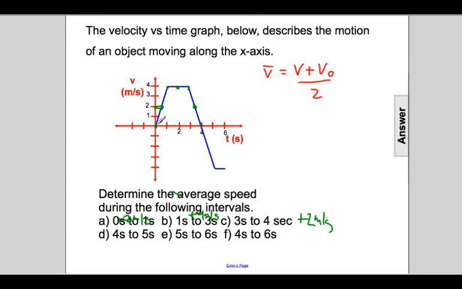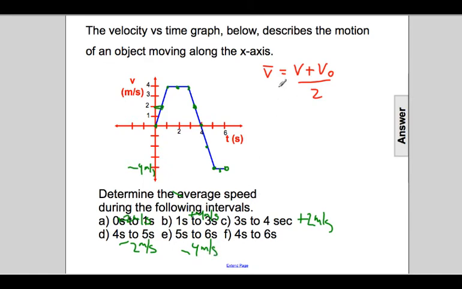The initial value is 0. We come all the way down to the final value, and that would correspond with negative 4 meters per second. Let's apply this. 0 plus negative 4 divided by 2 is negative 2 meters per second. So the average speed would be 2 meters per second, but the velocity, the middle value, would correspond with negative 2. Between 5 and 6 seconds, we start off at negative 4, end up at negative 4. The middle value is negative 4 meters per second.